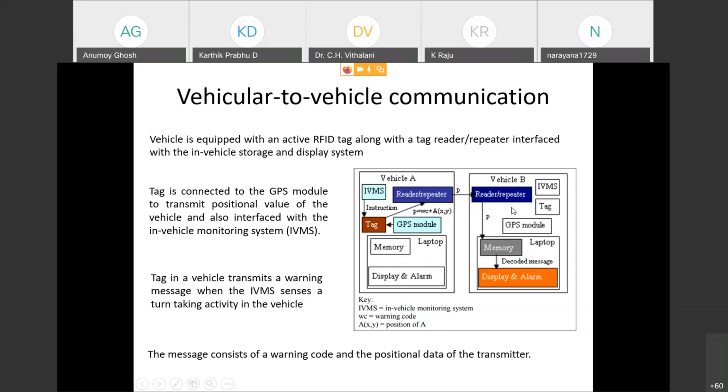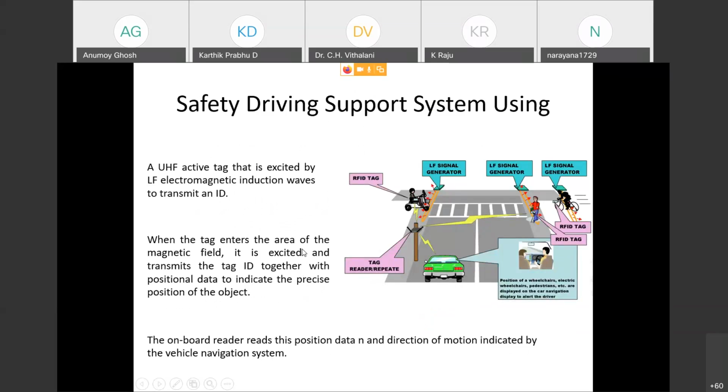And you can even put in a system where vehicle A can also be tracked by vehicle B from that instant. So this is a part of vehicle to vehicle communication. What is another part of vehicle to vehicle communication? That is the safety driving support system.